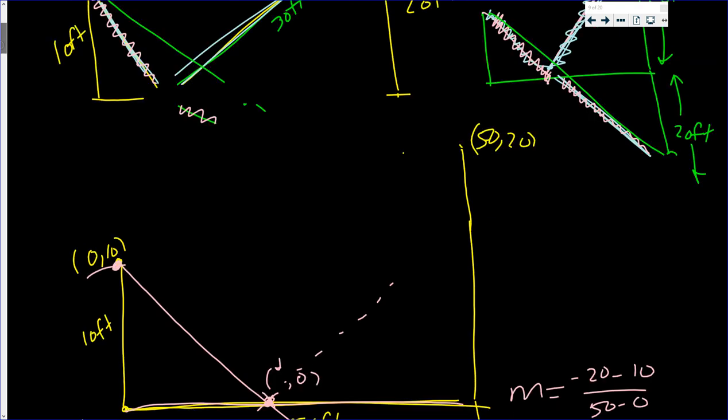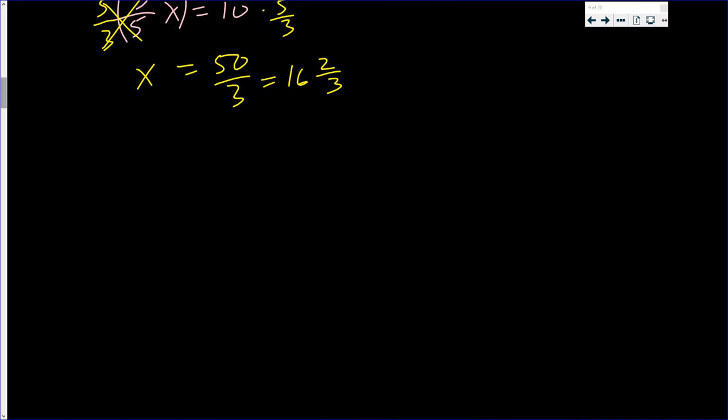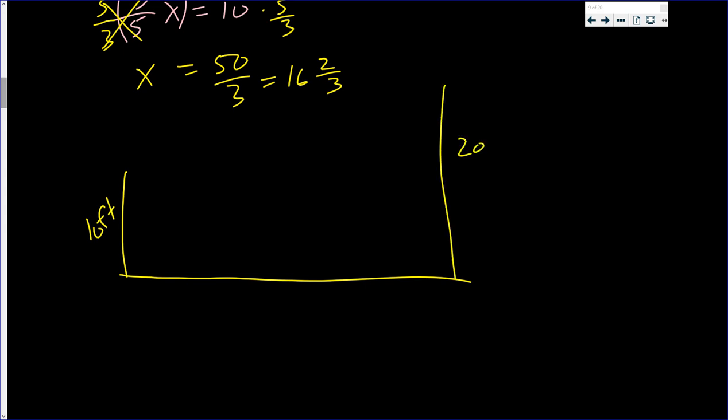See if I have a better picture. Okay, so when it comes to doing this problem in real life, here is the ground, here is the 10-foot pole, here is the 20-foot pole, and here is 50 feet. From this point, you measure out 16 and 2/3 feet.